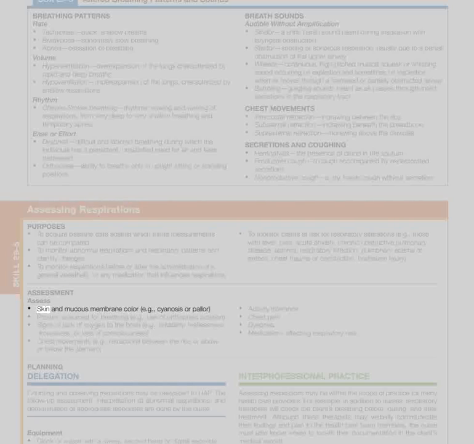Assessment: assess skin and mucous membrane color, for example, cyanosis or pallor; position assumed for breathing, for example, use of orthopneic position; signs of lack of oxygen to the brain, for example, irritability, restlessness, drowsiness, or loss of consciousness; chest movements, for example, retractions between the ribs or above or below the sternum. Activity tolerance: chest pain, dyspnea, medications affecting respiratory rate.